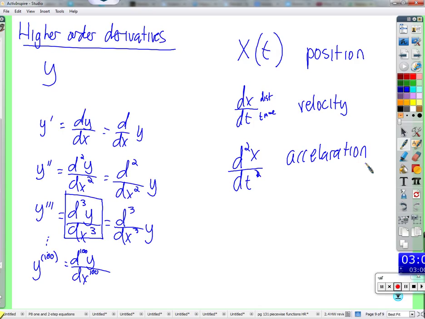Not only can I change my speed, that's acceleration, but I can change how fast I'm changing my speed. That would be me changing my acceleration.